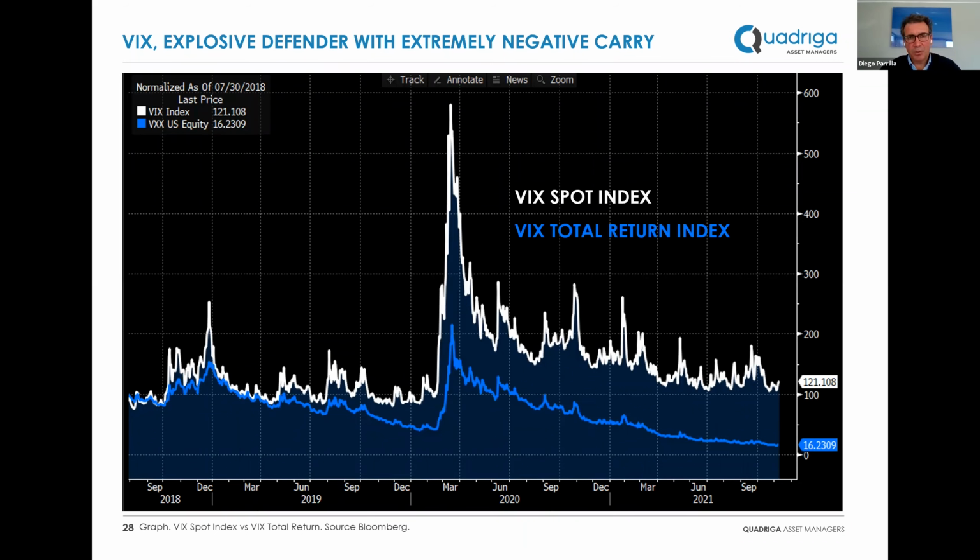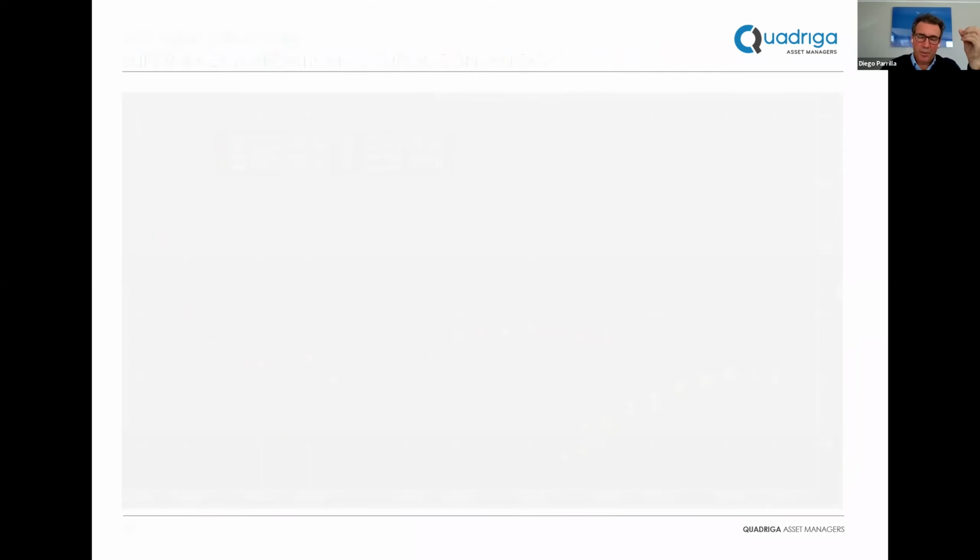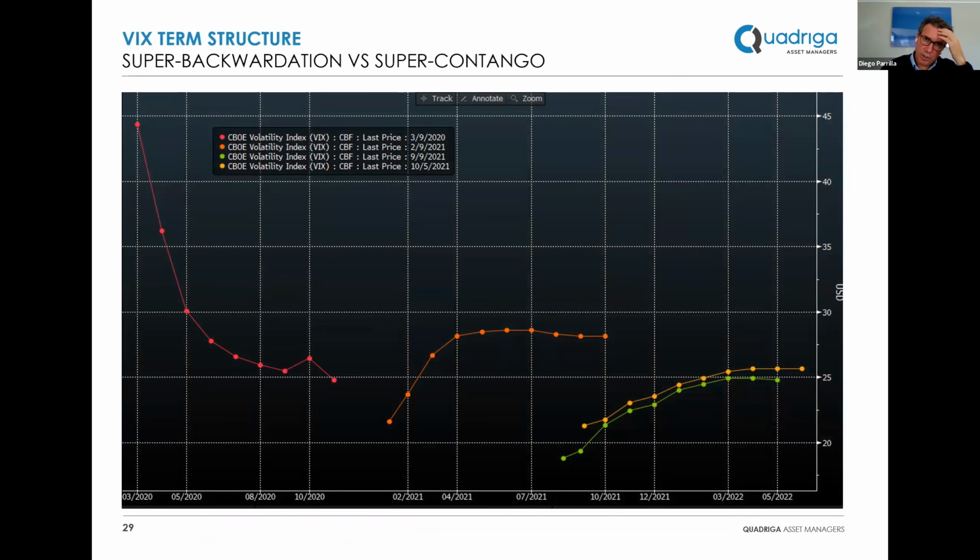And it's pretty staggering to see that since we launched ICNEO, the beginning of this chart, July 2018, even if the VIX is up 20%, the actual investable strategy would have lost 84%. Shocking. So you didn't make 20%, you lost 85. And this is all because of the shape of the curve. And you see that there have been periods of extreme backwardation, when the market goes crazy and expects things to normalize.